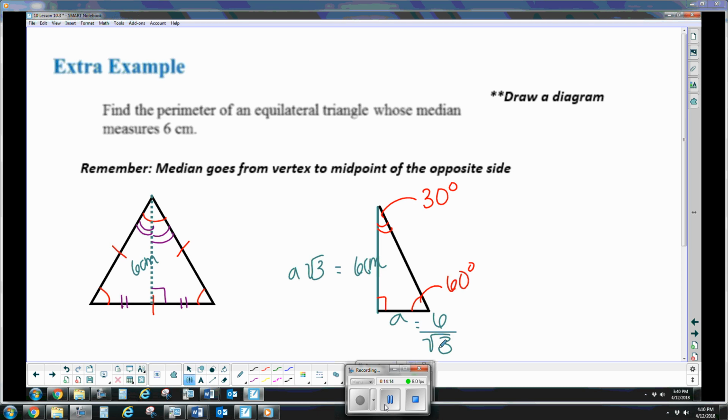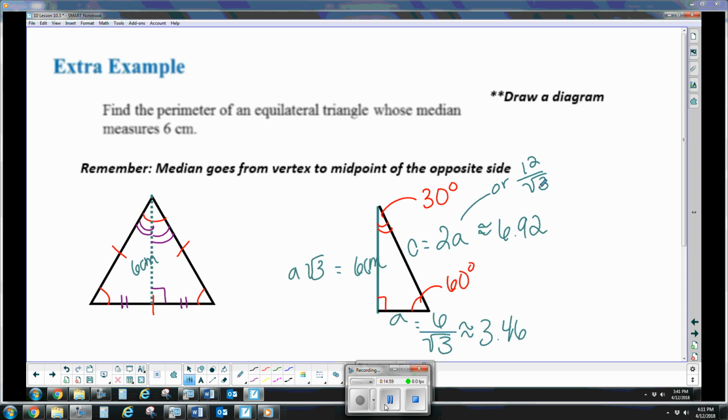And you can use a rounded answer for this, or you can leave it in exact form. I'm going to use a rounded answer. So that's approximately 3.46 centimeters. Now, in a 30, 60, 90 triangle, I also know that my hypotenuse is equal to 2 times the shorter side. So 2 times 3.46 is approximately equal to 6.92, or if you're using exact answers, 12 divided by the square root of 3.